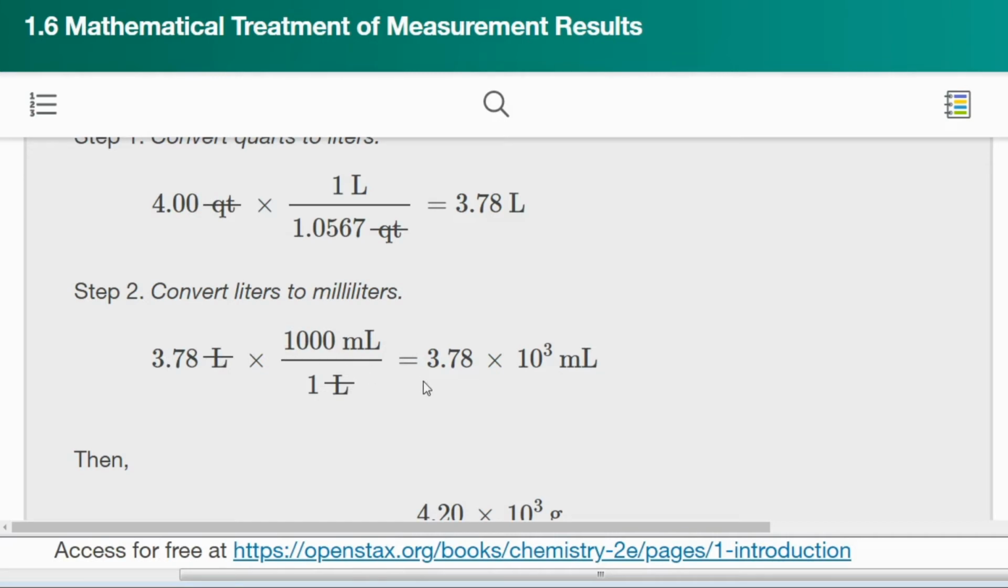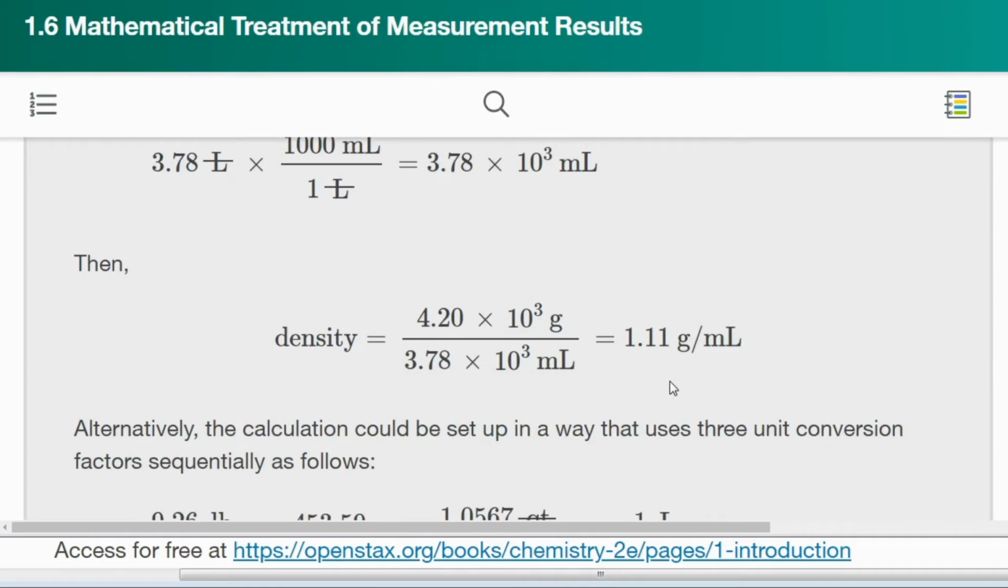And then we do a cancellation. So this is... I'm trying to think of how to make the visuals of this just a little clearer so we don't get overwhelmed. So anyway, that equals 3.78 times 10 to the third milliliters, and this is in scientific notation. Now you're seeing why the earlier sections are important, because if you didn't know how to do that, this would be really hard.